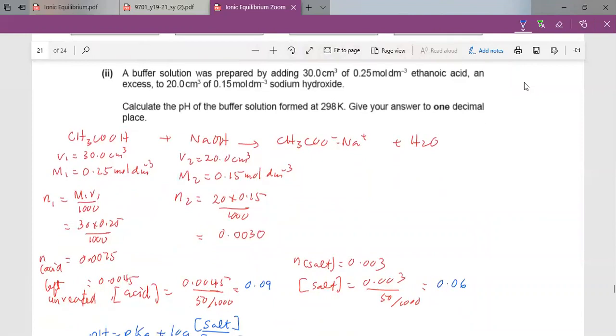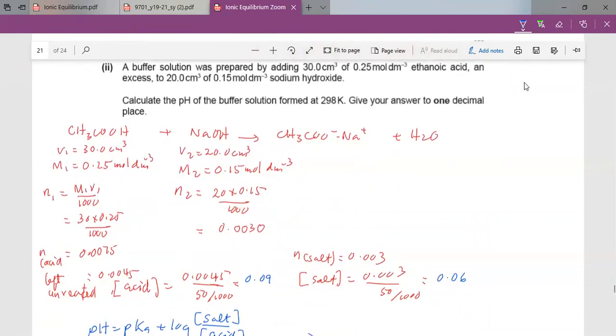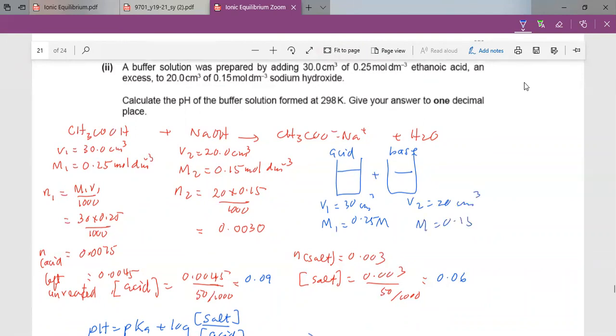A buffer solution was prepared by adding some ethanoic acid to some alkali. If you want, draw a diagram; a picture paints a thousand words. Here is the acid and here is the base. V1, the acid: how much did you use? 30 cm³, with molarity 0.25 M. V2 is 20 cm³, with molarity 0.15. Easy, isn't it? The total volume is 50 cm³, so remember the concentration changes with the volume.